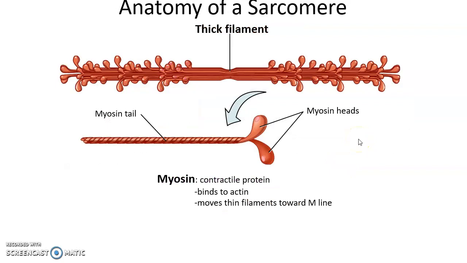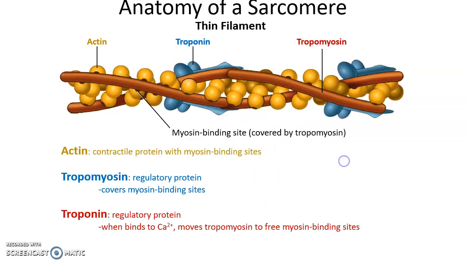However, we want to know on a protein level how this works. So it turns out the thick filaments are actually made of millions of proteins called myosin. Myosin is a contractile protein able to bind to actin. And when it binds to actin, it's able to move the thin filaments toward the M-line, toward the middle of the sarcomere. The thin filaments, strangely enough, have three proteins on them.